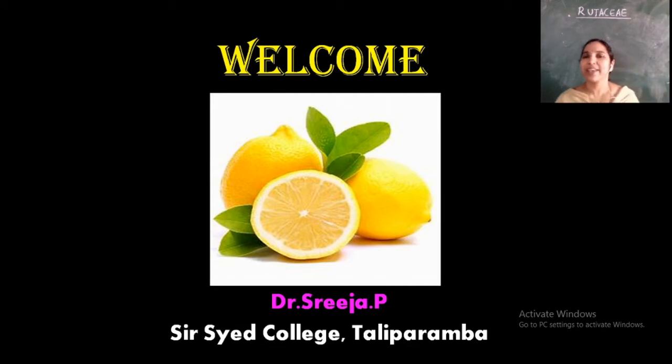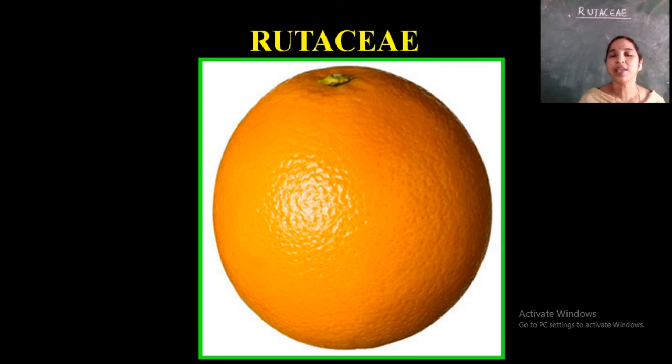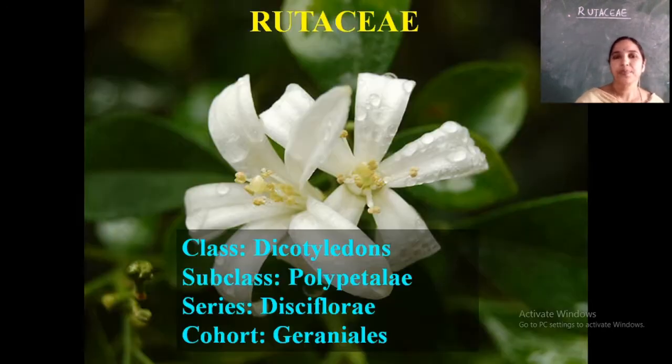Okay, welcome back again. Today we are moving on to our next family. Looking at the image, you can see the plant, that is citrus. The citrus family is Rutaceae. Rutaceae belongs to the class Dicotyledons, subclass Polypetalae, series Disciflorae and cohort Geraniales.